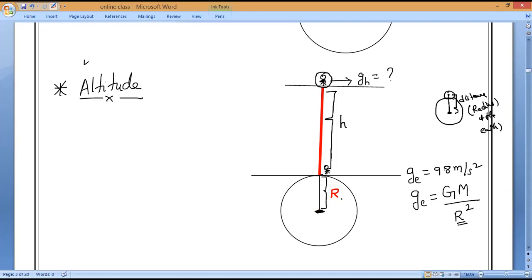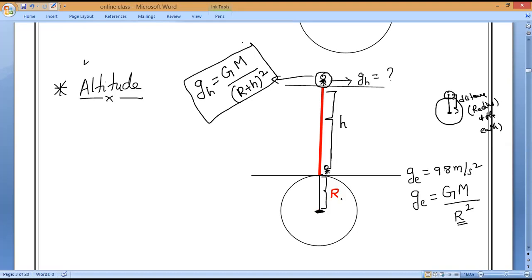You can see here R and the height H. So the distance between the centers is R plus H. Yes or no? Then at this height, if you want to find g, what is the formula? The G value is constant and the mass of the earth remains constant. But what varies? R becomes R plus H, so the formula is R plus H whole square. That is the formula for calculating g above the ground.